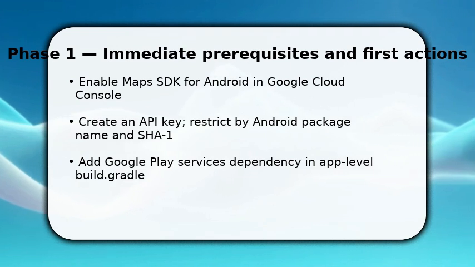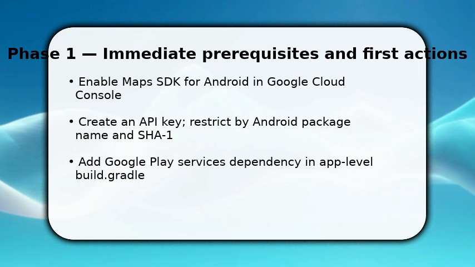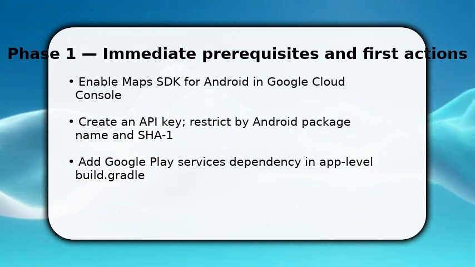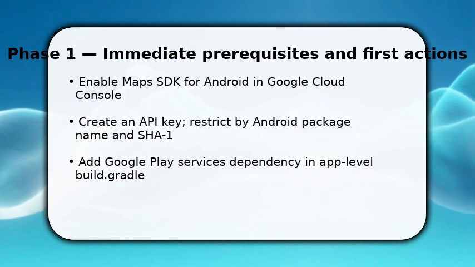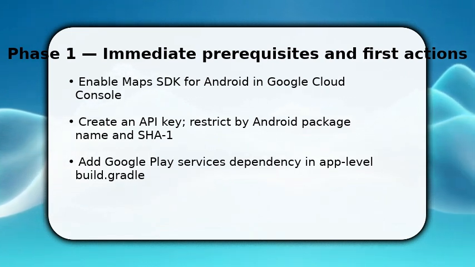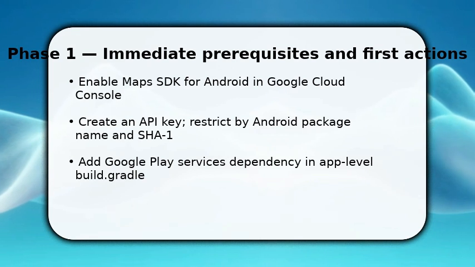Then add the Google Play Services dependency to your app-level build.gradle and sync. Make sure to request internet and access fine location permissions in AndroidManifest.xml so the map can load and show location data when the user grants permission.